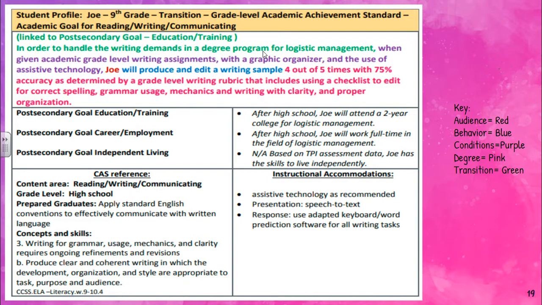I don't know about you, but I think that this goal is a mouthful. So I want to highlight the fact that we want to keep goals as concise as we can so they don't become too wordy. We want to make sure that we have all of the elements there, but they're also understandable for the student and for the parent. So be as concise as you can.